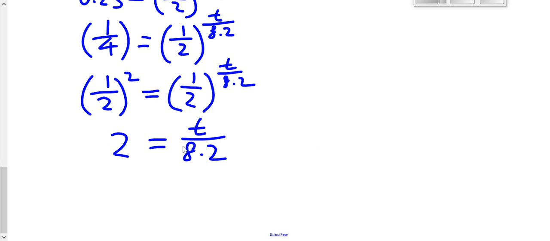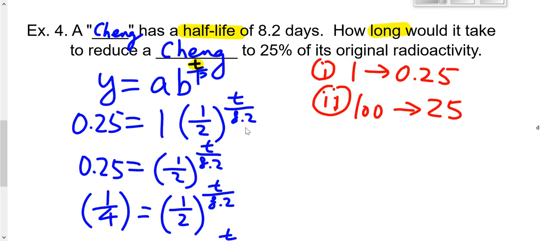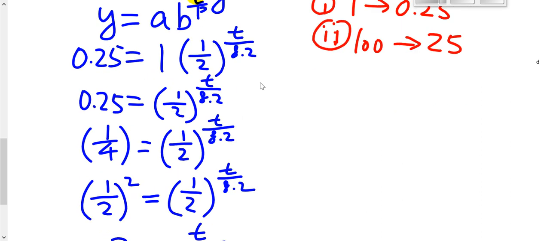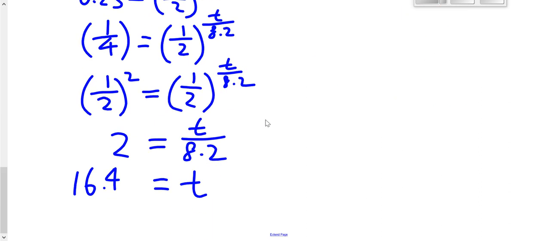Last step, cross multiply. So that means T is 2 times 8.2, which is 16.4. In this case, the 8.2 is actually in days, so that means 16.4 days. If you don't feel comfortable writing it this way because your variable is on the right hand side, you can write it this way, 16.4 days. Alright?